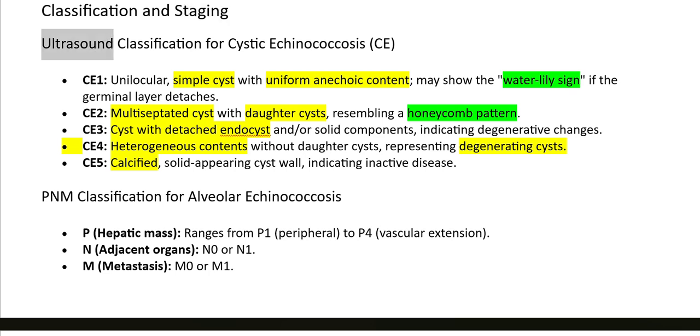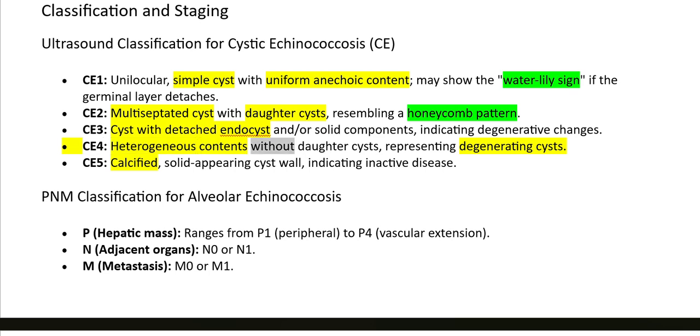Classification and staging. Ultrasound classification for cystic echinococcus, CE. CE1, unilocular, simple cyst with uniform anechoic content, may show the water lily sign if the germinal layer detaches. CE2, multiseptated cyst with daughter cysts, resembling a honeycomb pattern. CE3, cyst with detached endocyst and/or solid components, indicating degenerative changes.